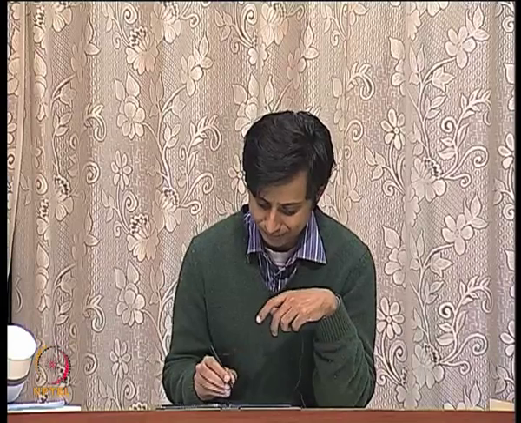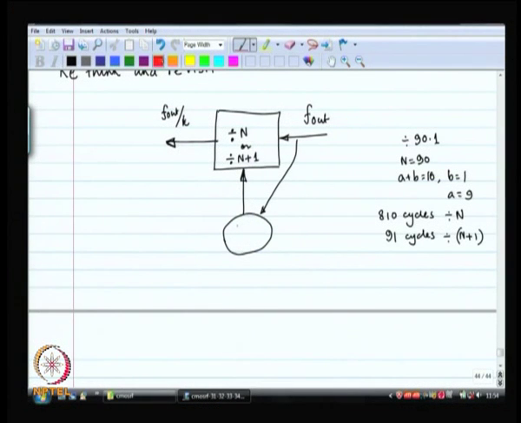Now, think a little bit. Do you think this is some sort of a pulse width modulation? Do you see this as some kind of a pulse width modulated signal? This one.